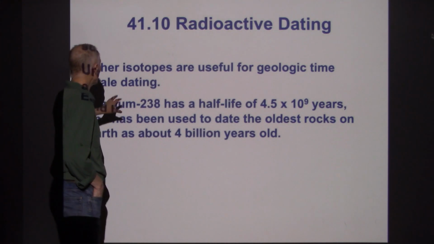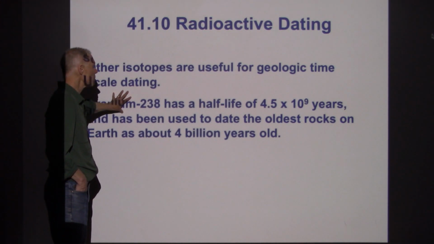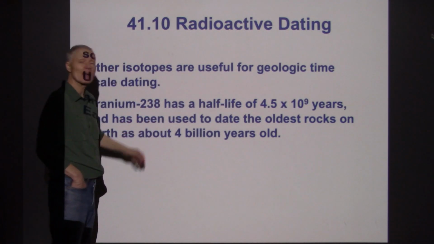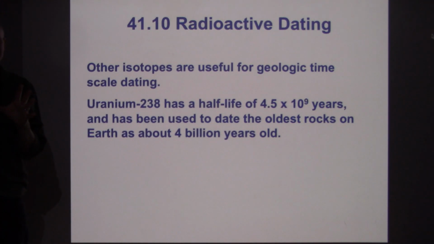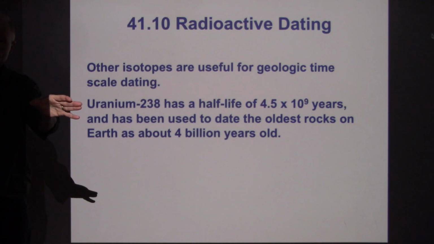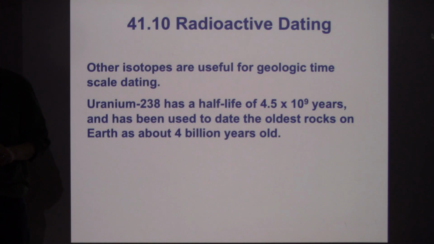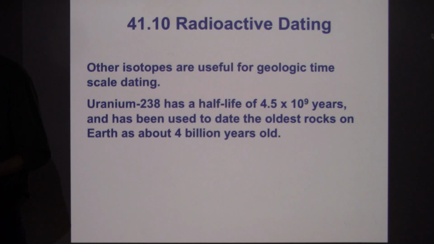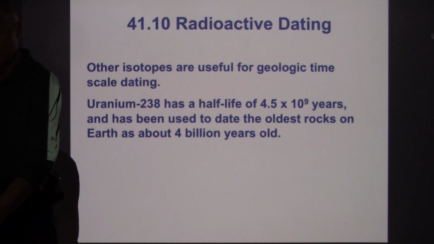But we can use other isotopes. Uranium-238, for example, that we mentioned, has a half-life of 4.5 billion years. We can use that in rocks. We can actually take rocks and identify where crystals of uranium formed within the rock. Then we can go in and see how much uranium-238 remains and how much has been converted into lead-206. By looking at those ratios, and we can look for intermediate materials also, we can determine at what point that crystal of uranium formed, how old that rock is.